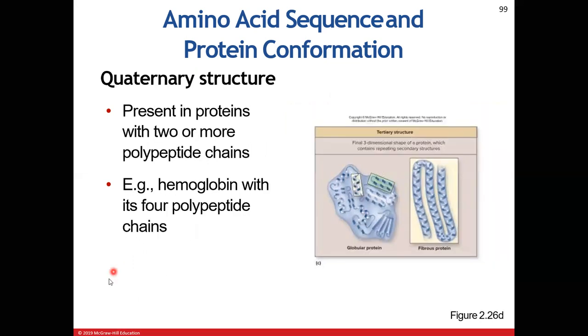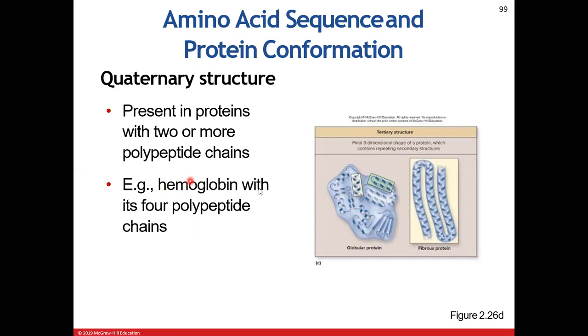And then lastly, we get to quaternary structure. Quaternary structure is going to be present in proteins with 2 or more polypeptide chains. I'm not sure why I still have a tertiary structure graphic there, but what we're going to see is we're going to take a globular protein here, take this structure, combine it with another structure, and so we will then have 2 globular proteins put together, or several in some cases. And by doing that, that forms a functional protein.